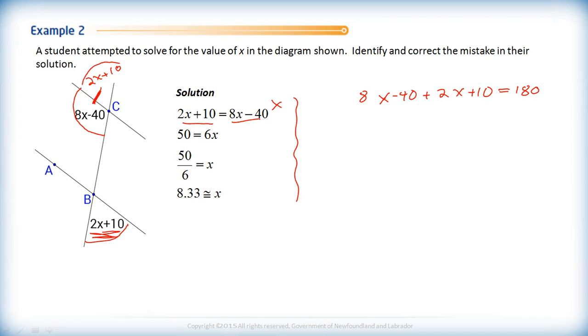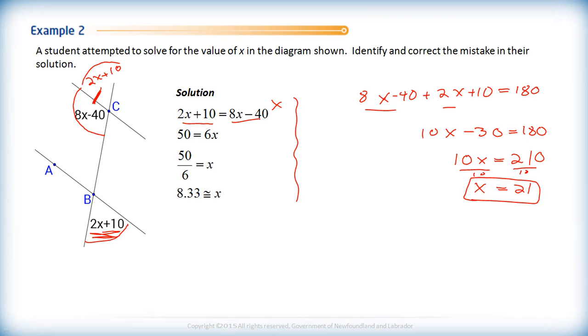All right, so combining like terms, 8 and 2 are 10x, and then negative 40 plus 10 is negative 30. So that equals 180. And then I guess we'll add 30 to both sides. So 10x should be equal to 210. And that tells me that x should be equal to 21 if I divide both sides by 10 here. We get 21 there for x. Okay?